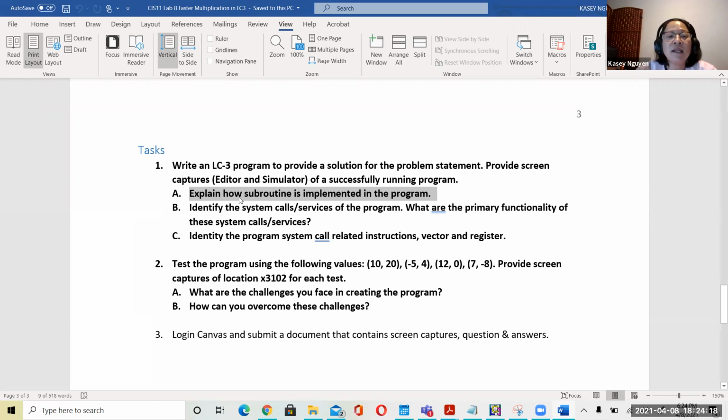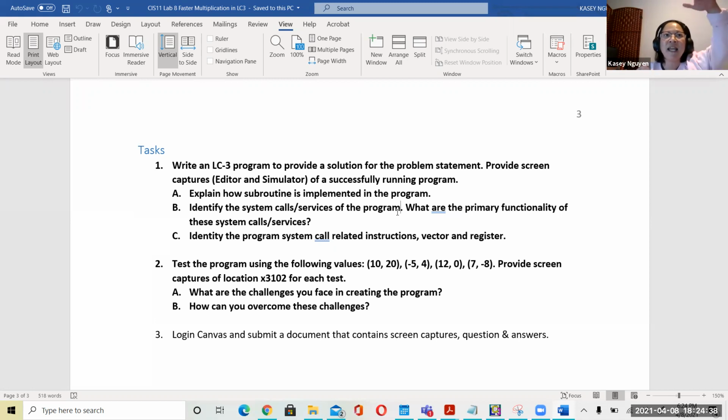So I need you to explain the subroutine and how it's implemented, and identify the system calls and the services in the program. We talked about that last time. When you call, that's when you do the JSR, right? Jump to subroutine. That's what it is.